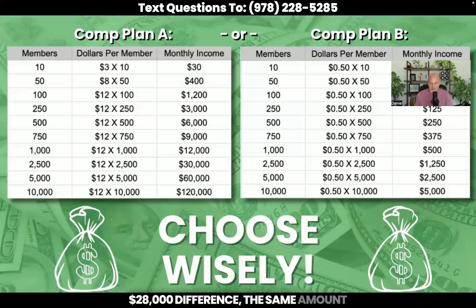$28,000 difference. The same amount of people and a drastic difference in compensation. Yes, I know you can argue that the people in compensation plan B are paying $10 a month. The people in compensation plan A are paying $40 a month. You could argue that. Sure, they're paying a little more, but look at the percentages. It's all about the percentages, okay?